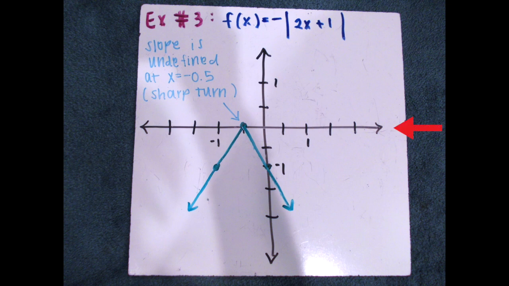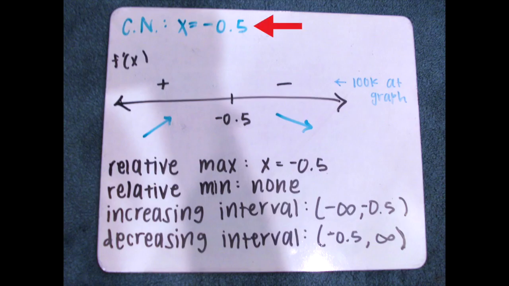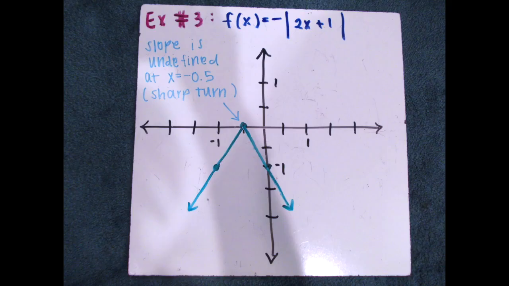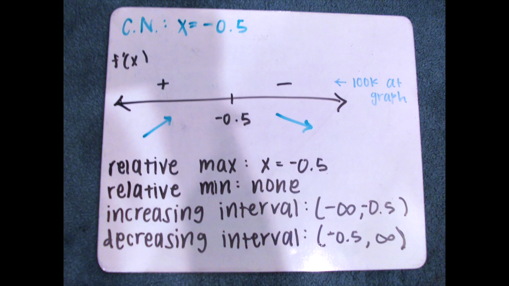Now that we have graphed the function, we can see that there is a sharp turn at x equals negative 0.5, which means that the slope is undefined at this point. So x equals negative 0.5 is a critical number. Now use the first derivative test to determine whether a critical number is a relative minimum, relative maximum, or neither. Based on the graph we just did, the slope to the left of negative 0.5 is positive, and the slope to the right of negative 0.5 is negative. As a result, we know that negative 0.5 is a relative maximum.